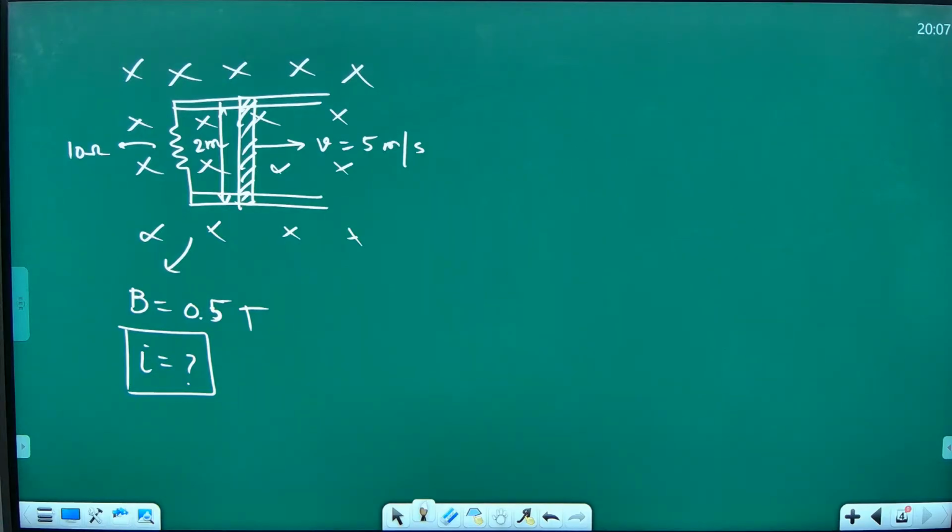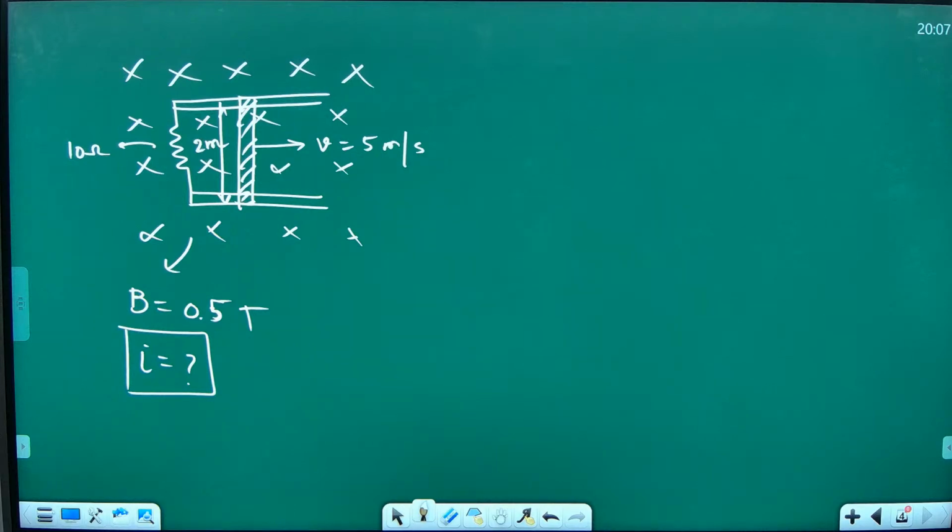Common sense. BLV by R. B is 0.5, L is 2, V is 5, R is 10. So 0.5 into 2 into 5, which will become 5, by 10 will become 0.5. Without even taking a pen, you can say the answer.